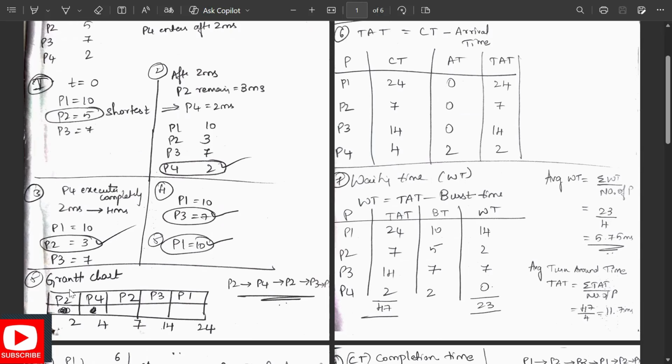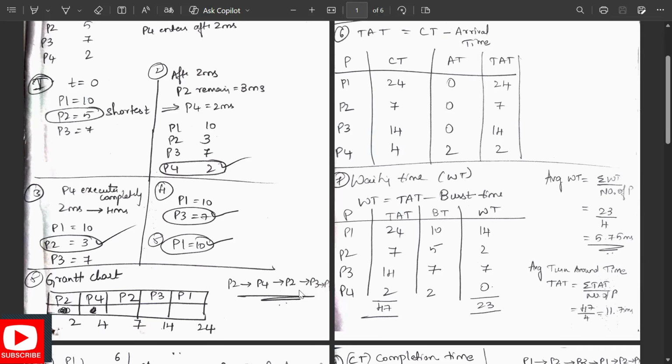Now you have to draw a Gantt chart where you put a single box like this, writing down the order of execution. First P2 was done, then P4, then again P2, then P3 and then P1. After writing the Gantt chart, you write down the timings below. P2 took from 0 to 2 milliseconds, and after that P4 from 2 to 4. Then after 4, add 3 to it, that becomes 7. 7 plus 7 becomes 14. 14 plus 10 becomes 24.